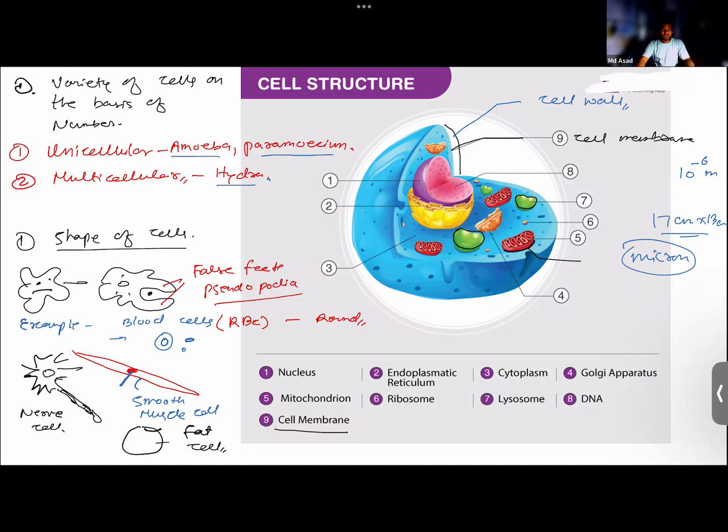On what factor does the shape of a particular cell vary? On what factor does it basically depend? The shape of the cell, on what factor does it depend? Cell function. The function that is performed by it.